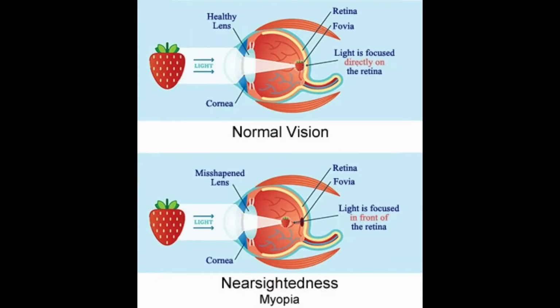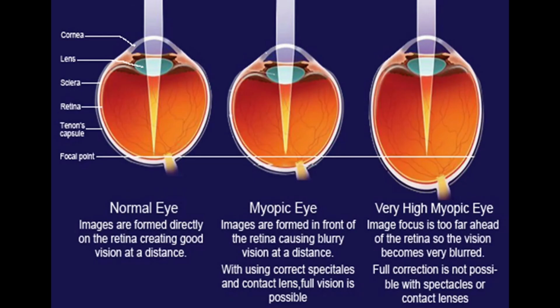In the closer view for the normal eye, light is focused directly on the retina. In the lower diagram, that is the myopic eye, light is focused in front of the retina, resulting in a blurred image. Observe these three diagrams very carefully. First one, normal eye, the image is formed directly on the retina, creating good vision at a distance. Myopic eye, middle one, images are formed in front of the retina, causing blurry vision at a distance.